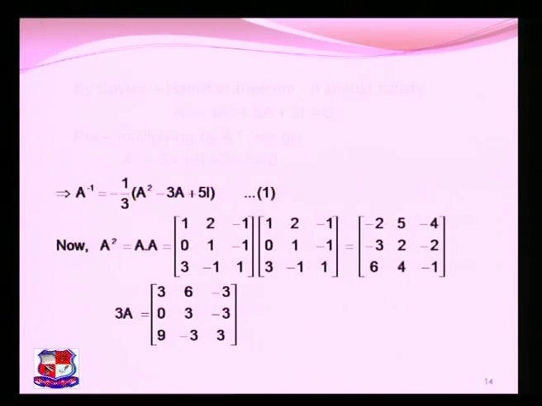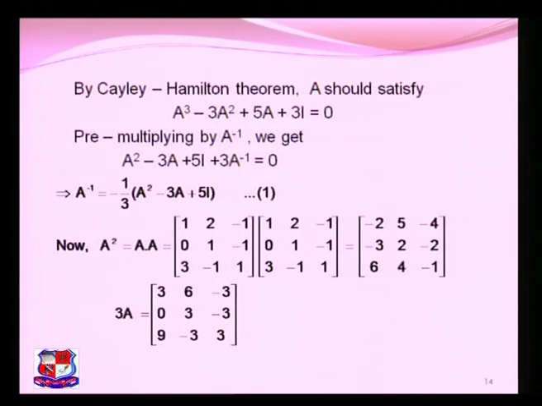So by Cayley-Hamilton theorem, the matrix A should satisfy its characteristic equation. Then we will get A cube minus 3A square plus 5A plus 3I is equal to 0. And by pre-multiplying by A inverse, we will get A square minus 3A plus 5I plus 3A inverse equal to 0. So by simplifying, we will get A inverse is equal to minus 1 by 3 into (A square minus 3A plus 5I). That is our result.